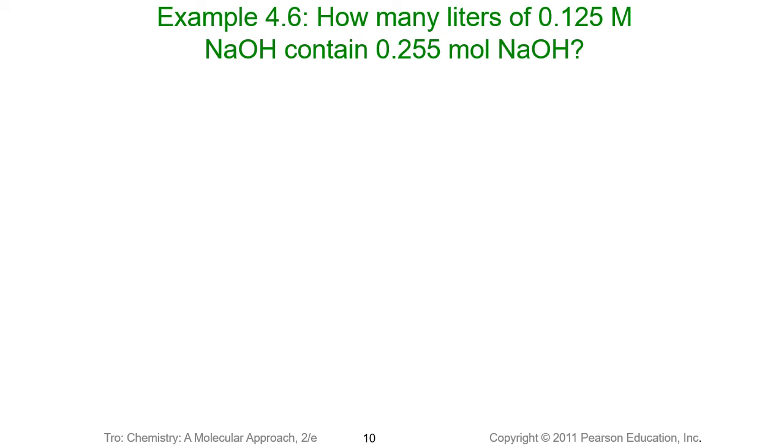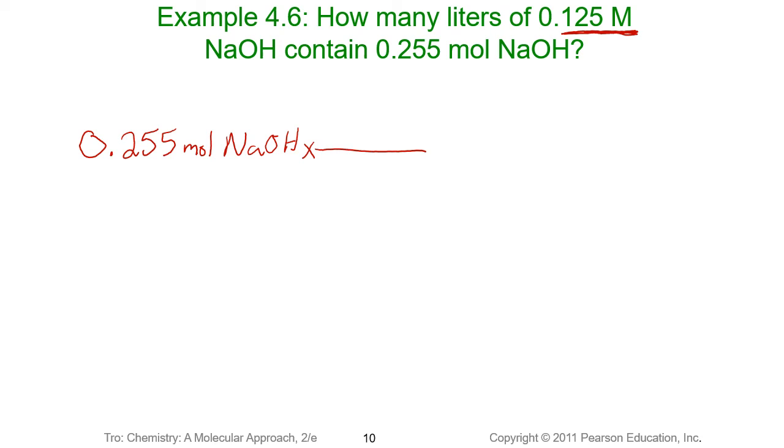Let's determine how many liters of a 0.125 molar sodium hydroxide solution contain 0.255 moles of sodium hydroxide. Now we have two numbers here, but what I notice is this is a molar solution, so it actually has two hidden units. So that's going to go a little further down the problem. We're going to start with the number that only has one unit. So our 0.255 moles of sodium hydroxide.